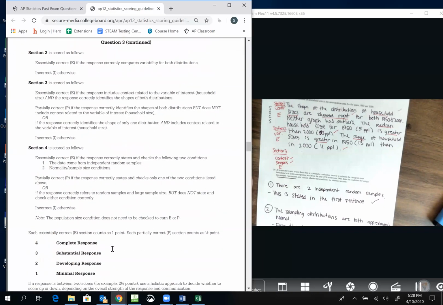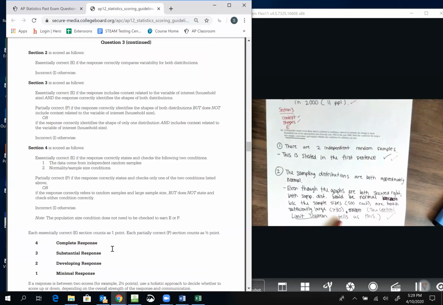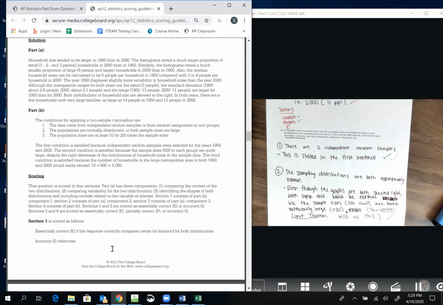Section 4, essentially correct if the response correctly states and checks the following 2 conditions. The data come from independent random samples. So I stated that and I checked it, so that's good. And normality or sample size conditions. So here's how I worded it. Let's see what they put up here. They actually checked 3 assumptions. They also checked the independence, the population sizes are at least 10n, or 10 times the sample size. Remember, that is an optional one that you can check, but it's not required.